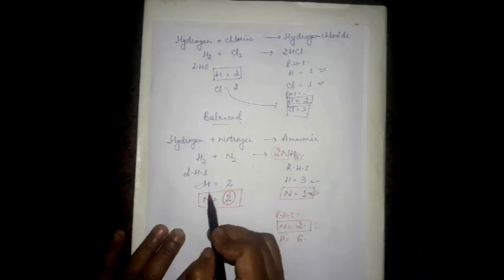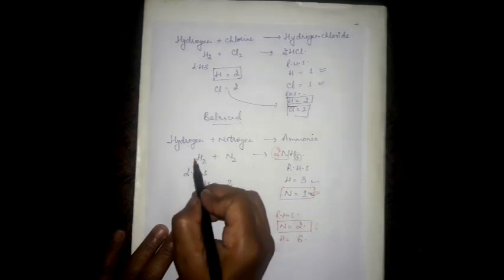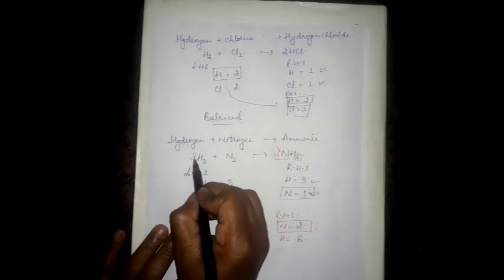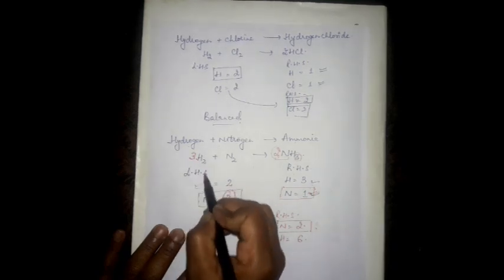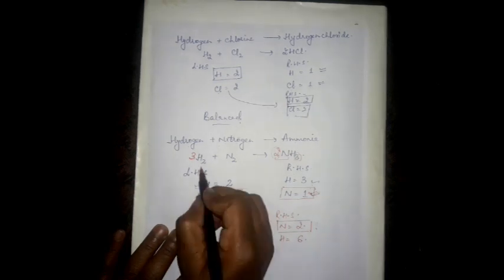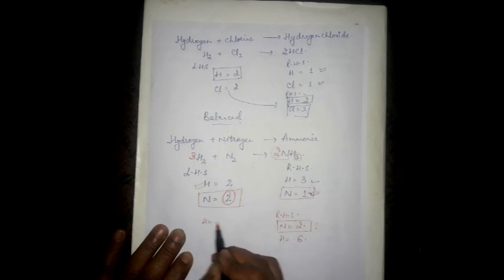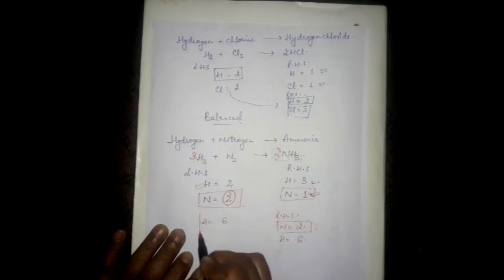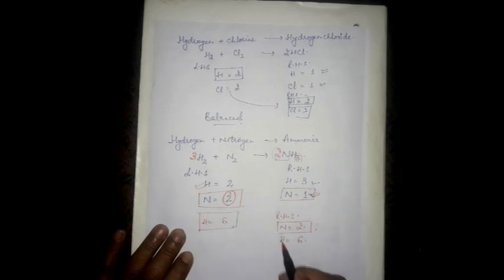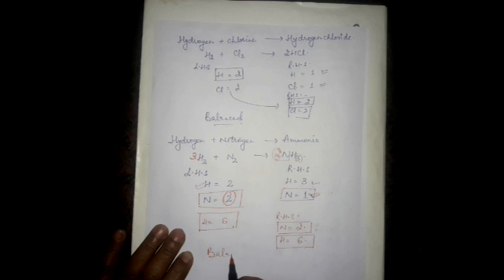Now we have to balance hydrogen here. If we put 3 over here in front of the hydrogen, I think it will be balanced. 3 2s are 6. So hydrogen is 6. So on the right hand side it is 6 and on the left hand side it is 6. So our equation is again balanced.